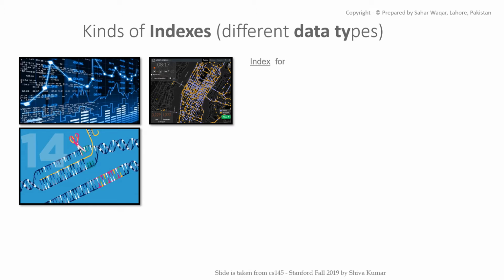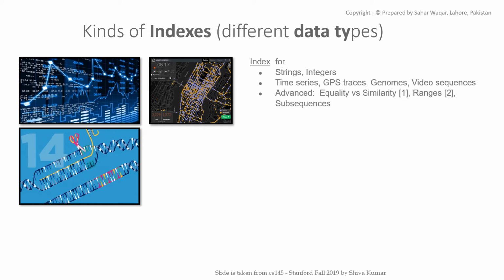We can create indexes on string and integer attributes. We can also create indexes for time series data, meaning data collected at different instants of time, like sensor data and location services. Similarly, indexes for genomic sequences, that is DNA sequence data, ACCTGA, etc., and video sequences, that is many images or frames coming per second.